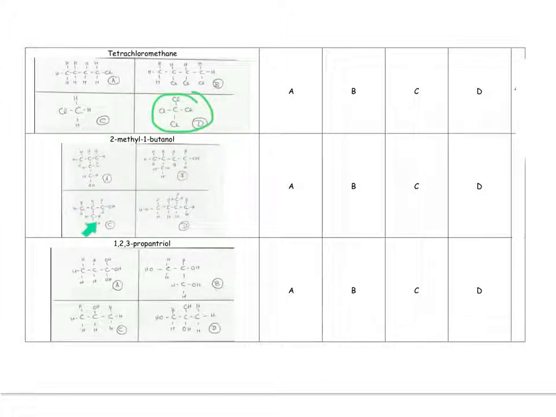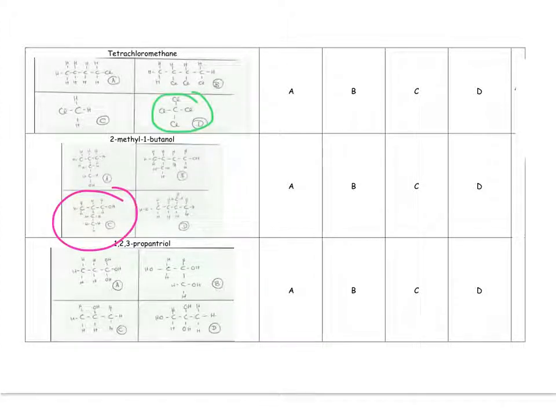1, 2, 3, 4. We've got the alcohol group there. It's actually 1, 2, 3, 4, and then on the 2nd carbon, I've got a methyl group. That looks reasonable. On the first one, an alcohol. On the second one, a methyl. So C is looking very good.